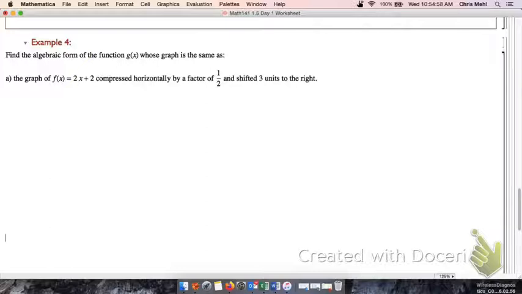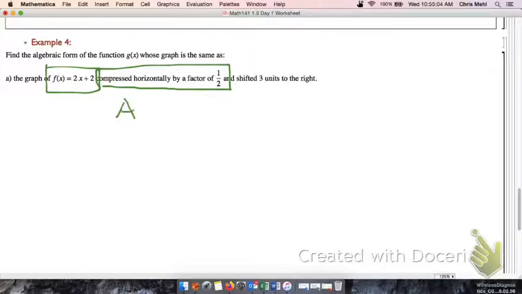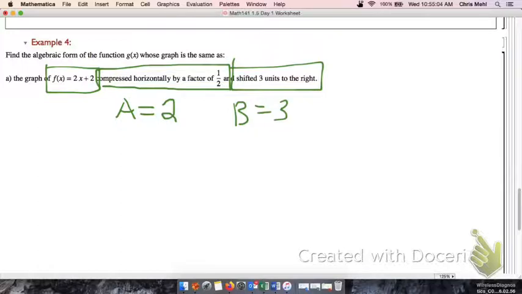So same functions that I was dealing with in the horizontal transformation. So again, if the original function is f of x equals 2x plus 2, we're going to compress horizontally by a factor of 1/2 and shift 3 units to the right. Okay, so the compression by a factor of 1/2, this is actually going to tell me that a is the reciprocal, positive 2. And if I'm shifting 3 units to the right, that means b is positive 3.